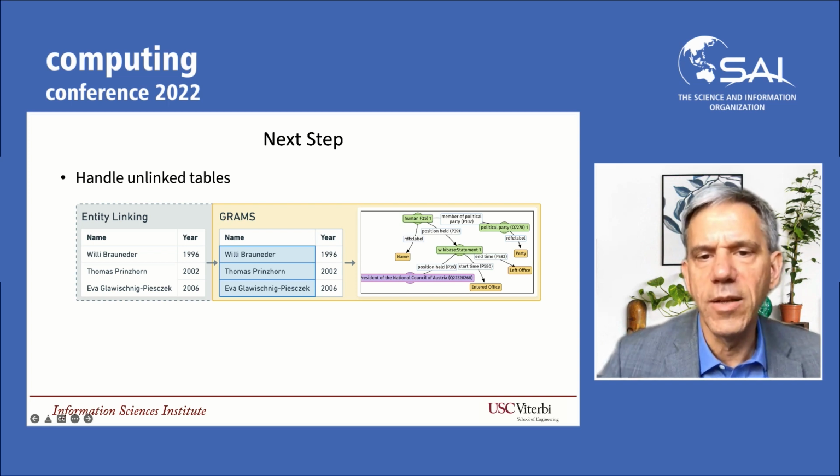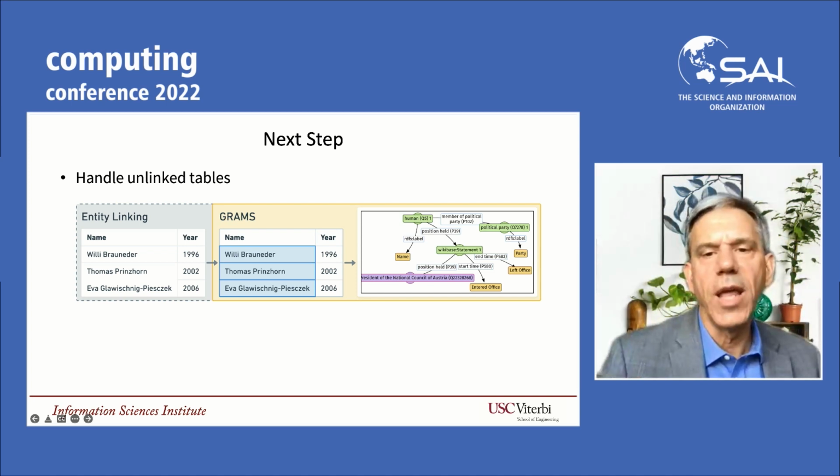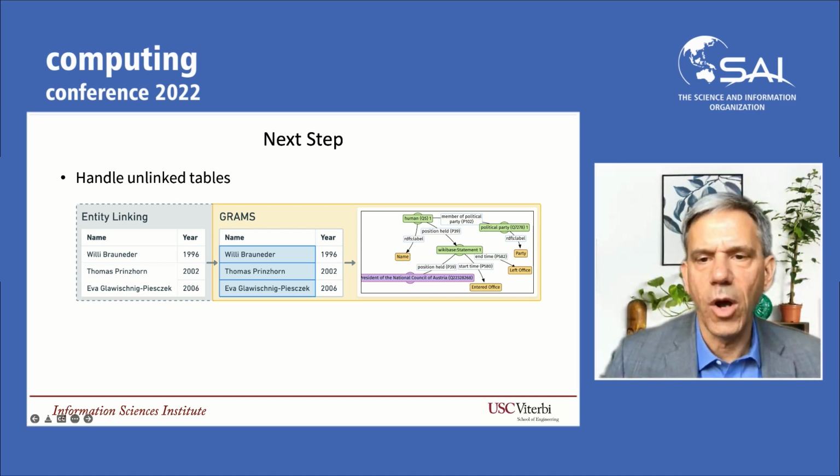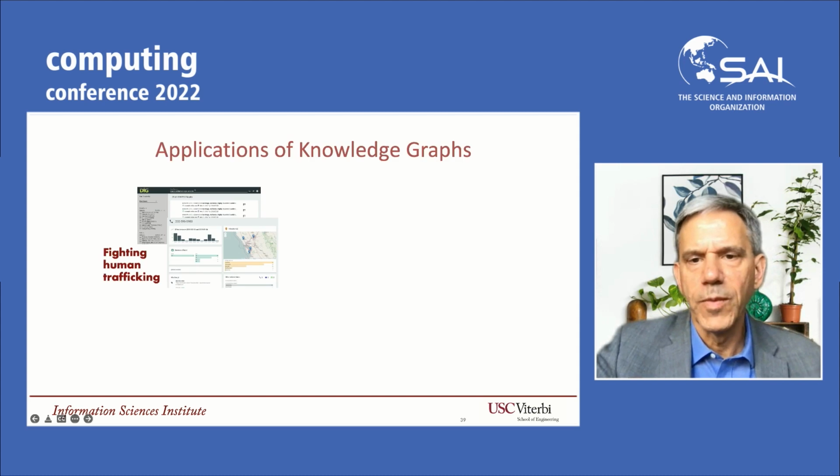And basically what we're doing is an entity linking step where essentially we take each entity in the table and first link it into Wikidata. And then once we have those links, then we can run this sort of Grams algorithm to automatically generate the model. And that is work in progress, and hopefully we'll have some results on that soon.